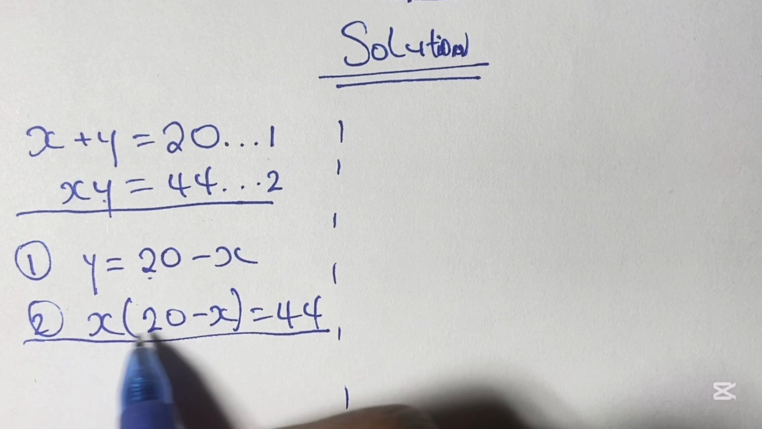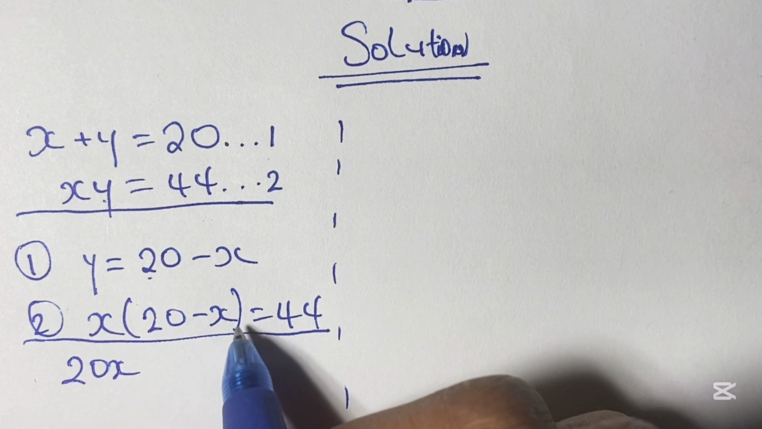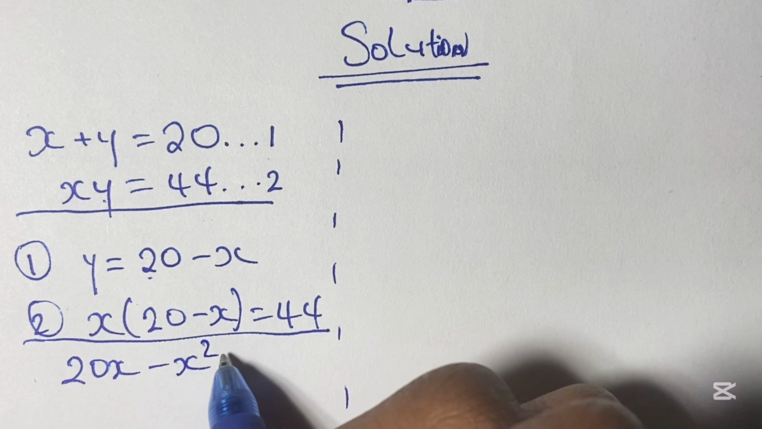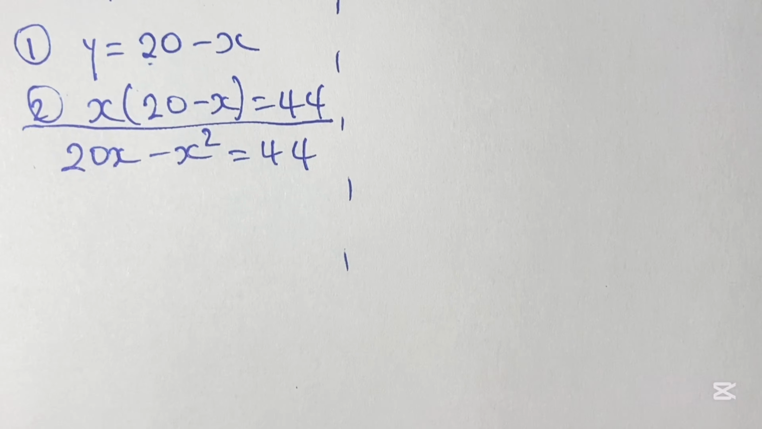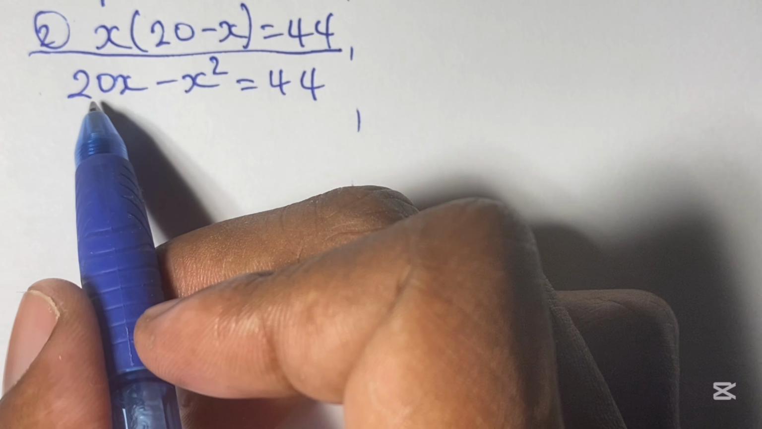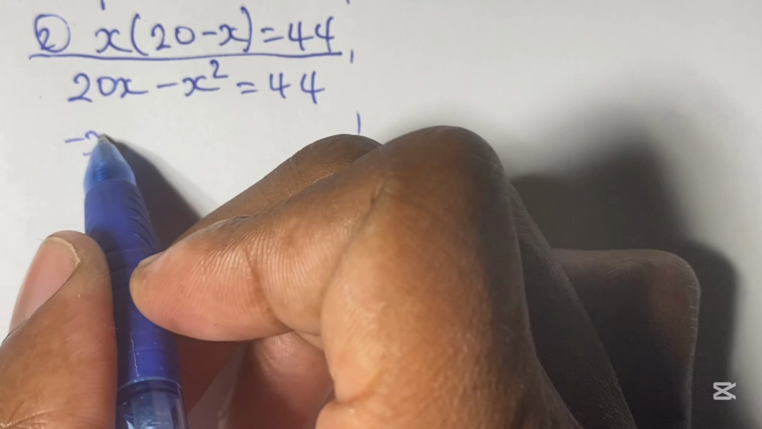Now we can use our distributive law and say that x times 20 is 20x, x times negative x is negative x squared, and that is equal to 44. So we have 20x minus x squared is equal to 44.